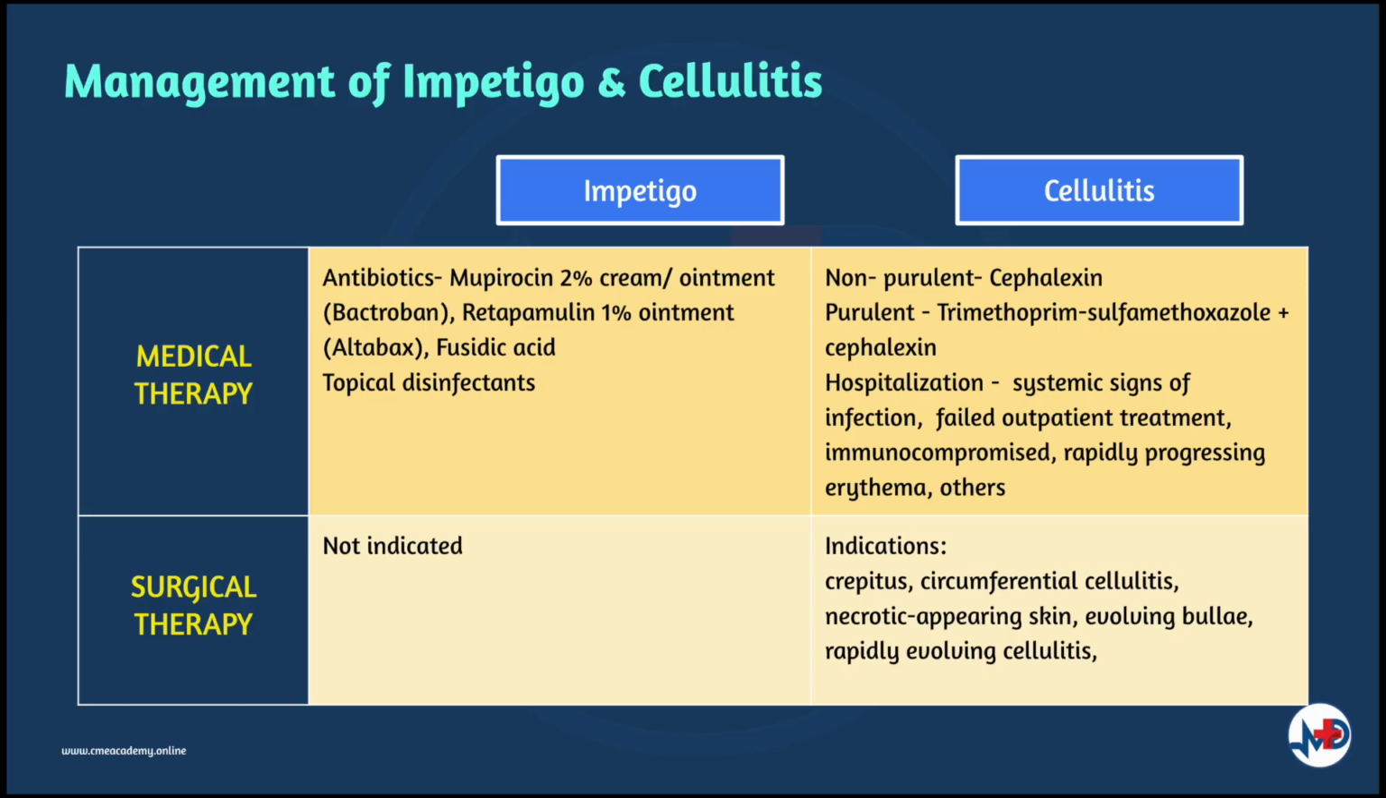Patients need to be hospitalized if there are systemic signs of infection or failed outpatient treatment, or if they are immunocompromised or with rapidly progressing erythema, unable to tolerate oral medications, or have cellulitis overlying or near an indwelling medical device. Surgical therapy may be indicated in some cases. Some of the indications include crepitus, circumferential cellulitis, necrotic appearing skin, evolving bulla, rapidly evolving cellulitis, pain, especially severe pain on passive movement, and pain disproportionate to the physical exam findings.